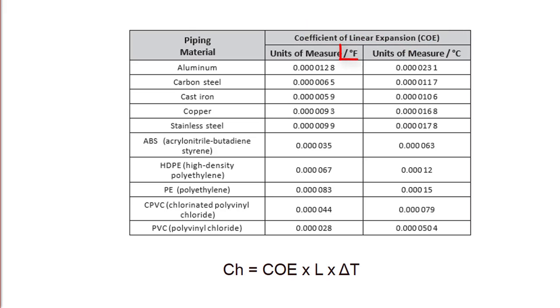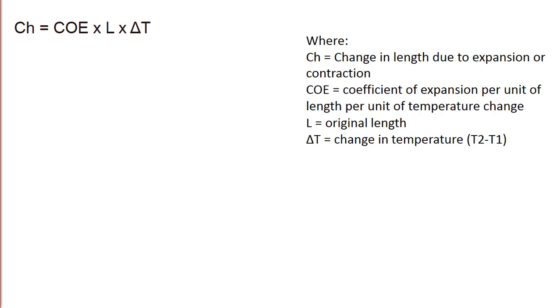For every 1 degree Fahrenheit of temperature change, the steel pipe will expand by this amount per unit of length. Therefore, those are the other two variables we'll need to know: the total starting length of piping and the total amount of change in temperature that will occur. Let's do an example together.